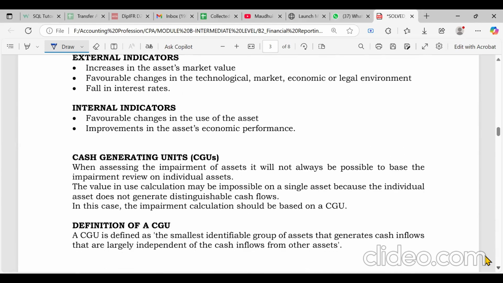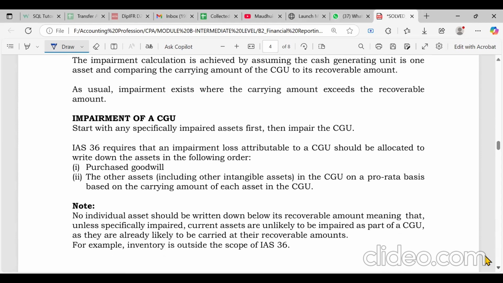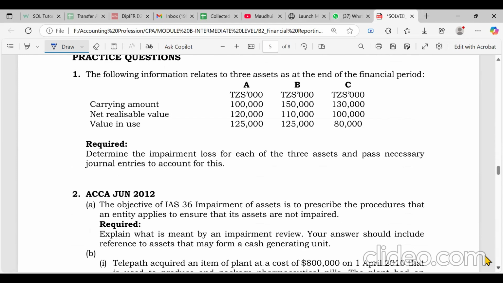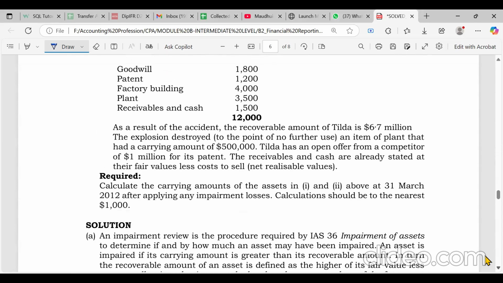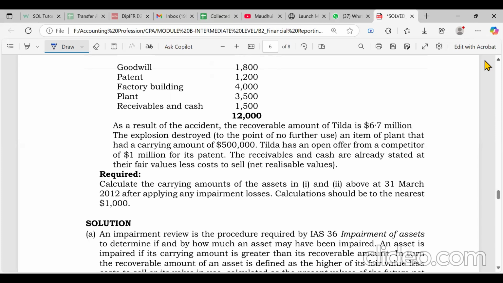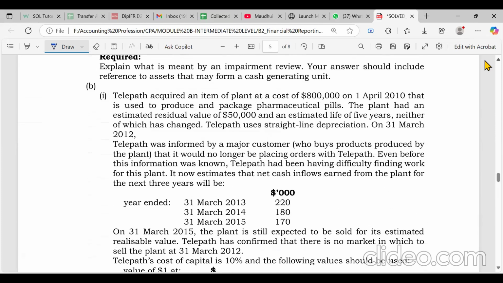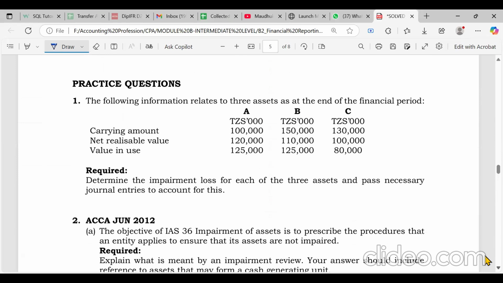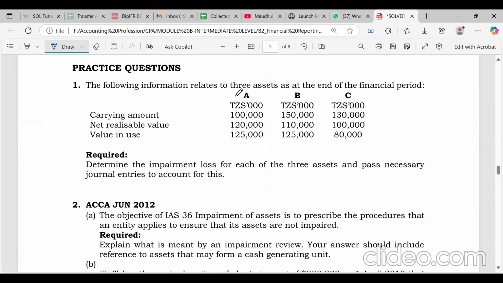This one. Okay, let's look at this example. Let's start with the first question. The first question, the obvious one, but I just need to get something else here. We're just starting. The full information relates to three assets, A, B, and C at the end of the period. We have asset A, asset B, and asset C.